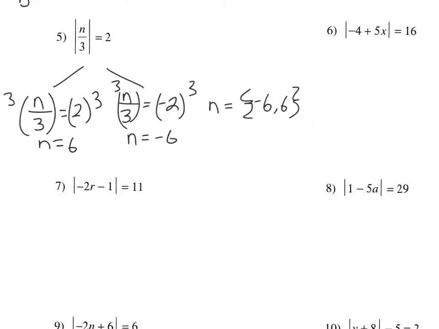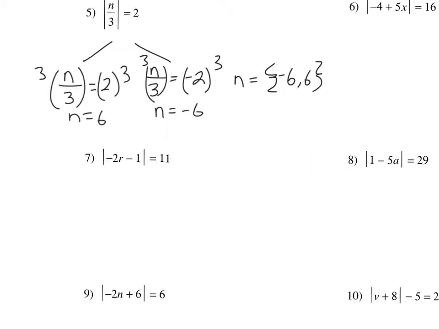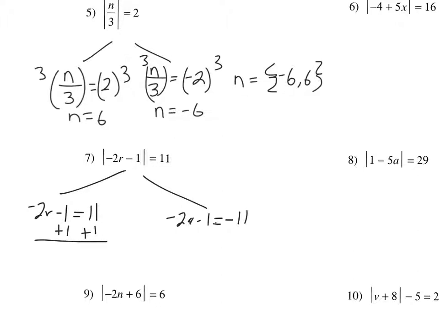Number 7. Again, absolute value bars by themselves on the left-hand side of the equation, so we could just immediately split it. So one of these would be negative 2r minus 1 equals 11, and the other one would be negative 2r minus 1 equals negative 11. And you would solve. So add 1 on both sides of both equations.